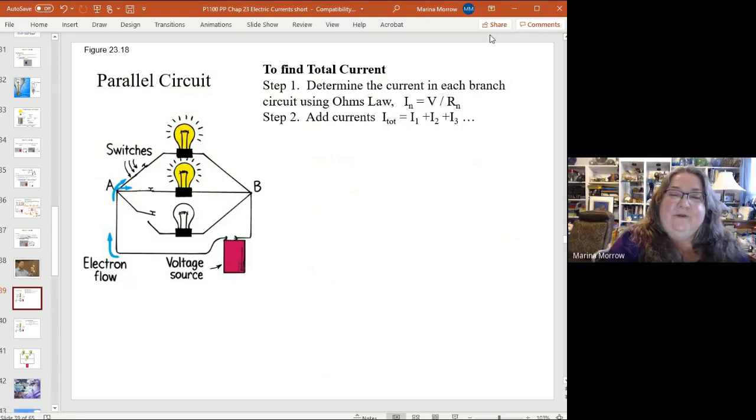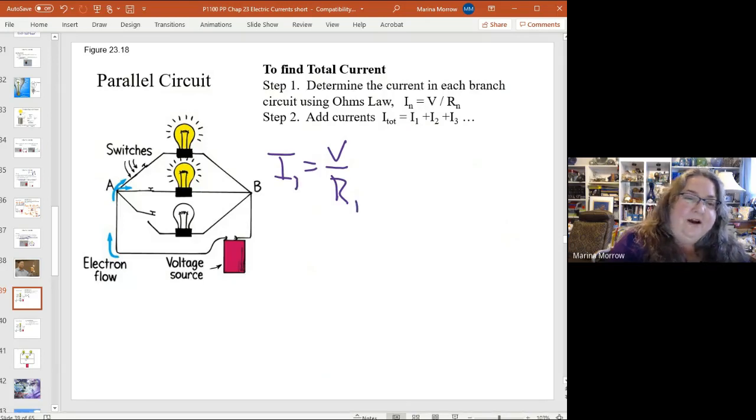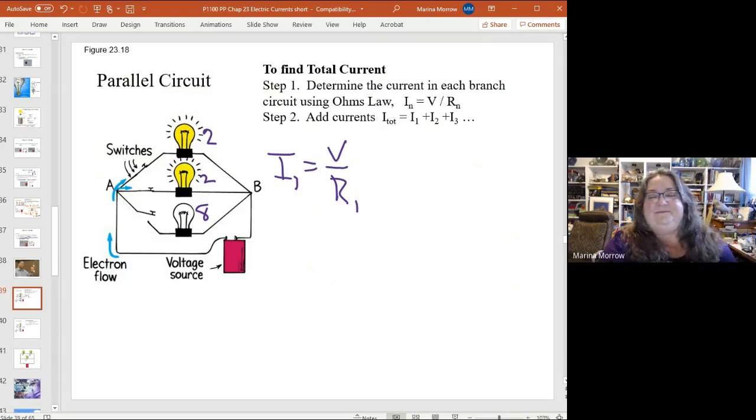Okay, so first of all, we're going to determine the current in each branch using Ohm's law. So I is going to be equal to V over R for each one, for each branch. And so I1 and R1. So let's put in some resistors. We use the same ones we used a few minutes ago, 2, 2, and 8. Then let's make this one. This is going to be R1. This is R2. And this is going to be R3.